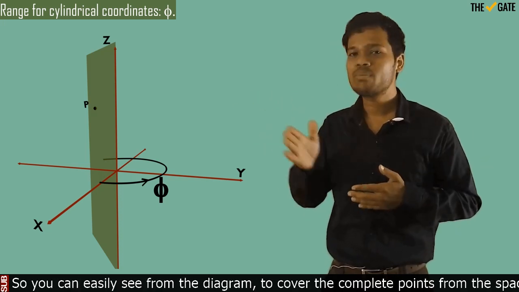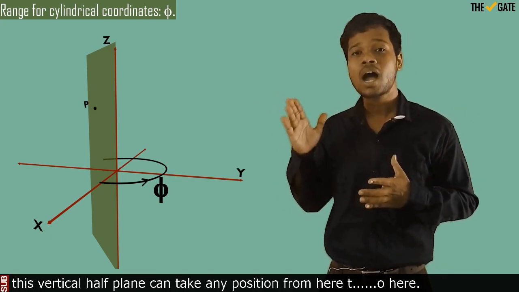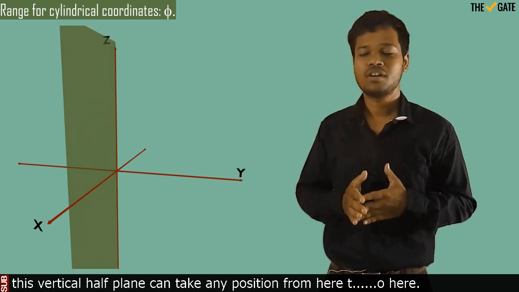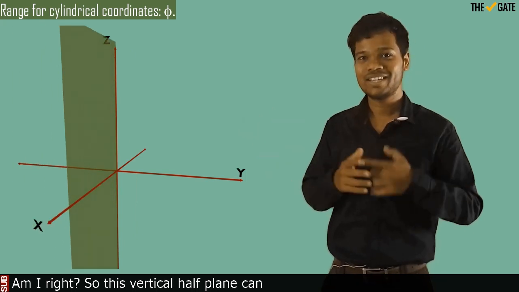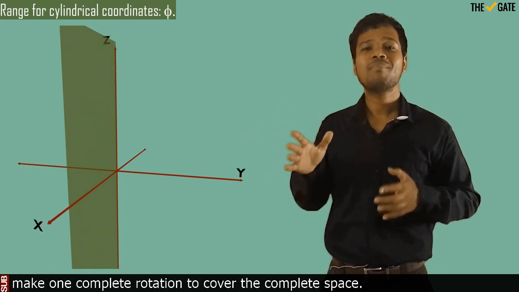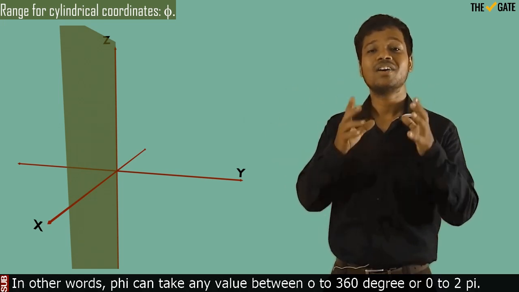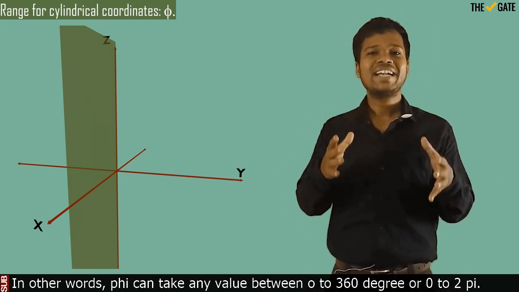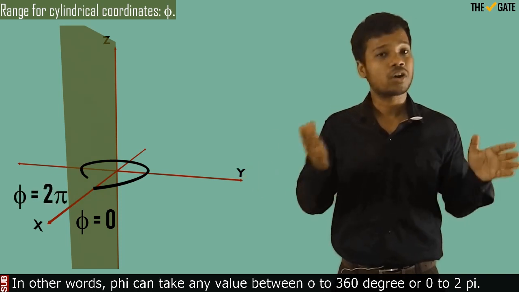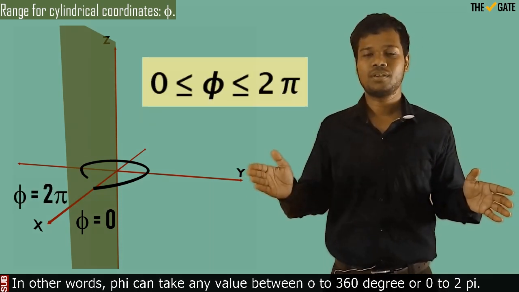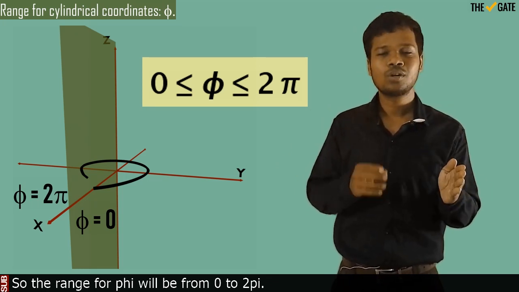So you can easily see from the diagram, to cover the complete points from the space, this vertical half plane can take any position from here to here. Am I right? So this vertical half plane can make one complete rotation to cover the complete space. In other words, phi can take any value between 0 to 360 degrees or 0 to 2 pi. So the range for phi will be from 0 to 2 pi.